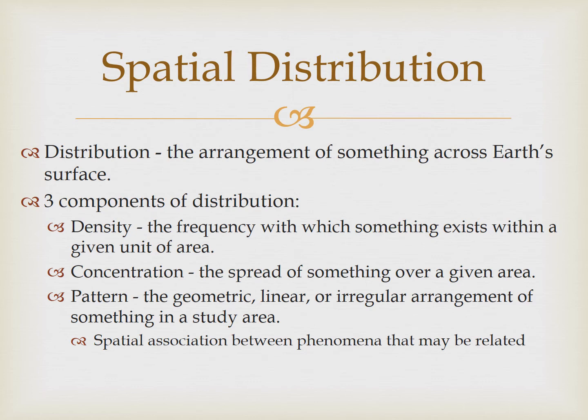Finally, pattern has a dual meaning. There is the geometric, linear, or irregular arrangement of something in a study area. This allows us to describe if something is arranged in a geometric shape, a line, or does not have a specific pattern. But also, there is a pattern of association. Are two phenomena related to one another and thus show a similar pattern?